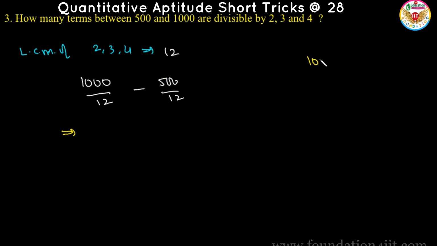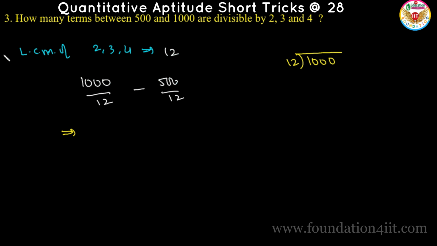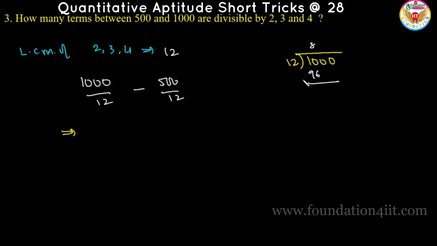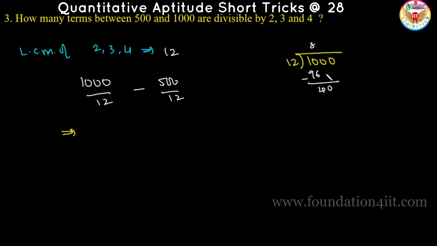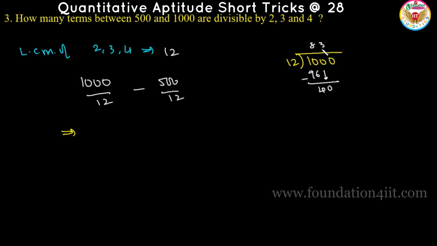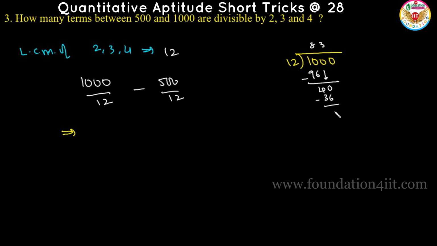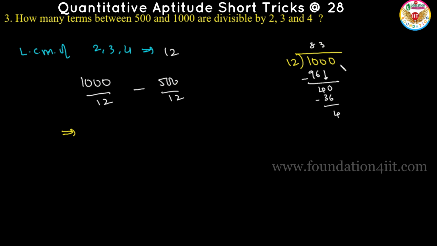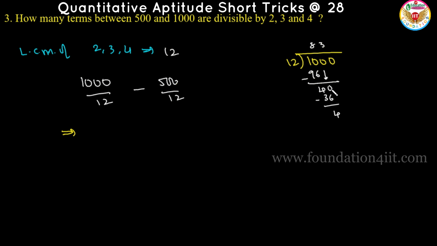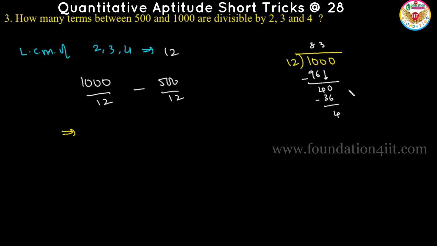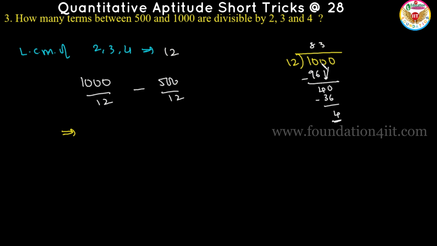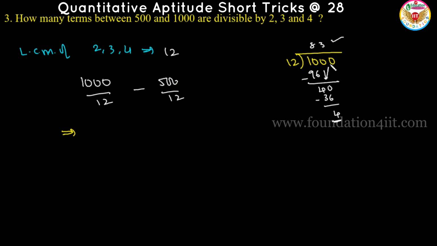I'll show this method. 1000 divided by 12: 12 times 8 is 96, subtract this, bring down the next digits, 12 times 3 is 36, and so on. Decimals are coming, so we take only the quotient, approximately 83.